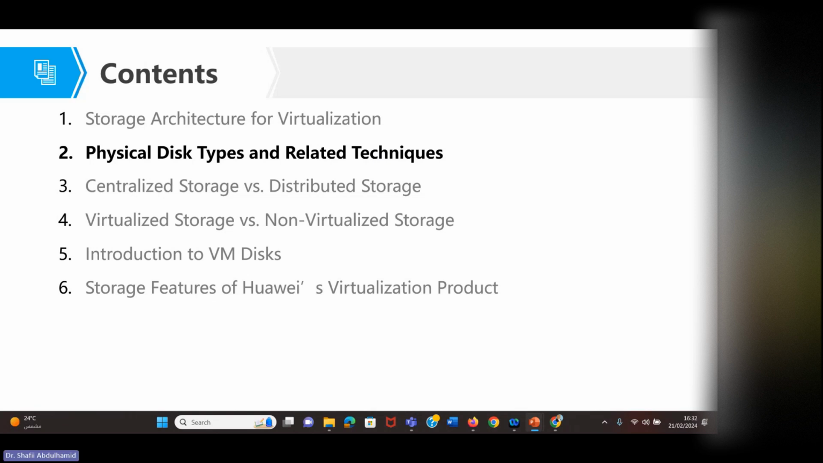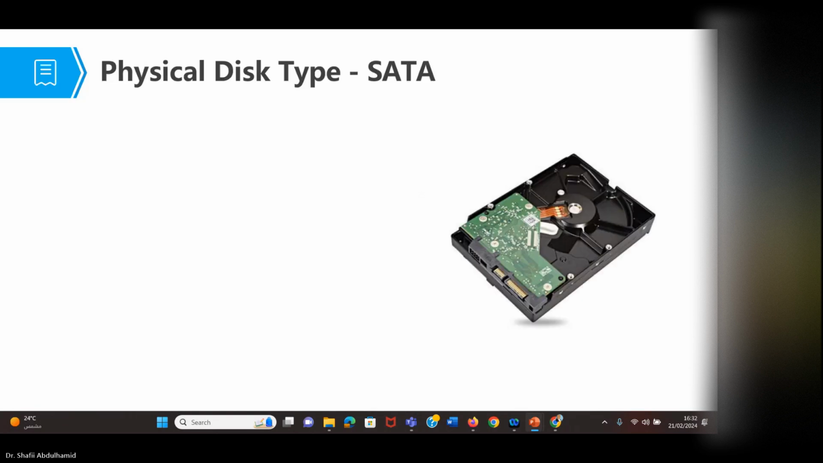So for the physical disk types and related techniques, we have different types of disks actually. I want to believe you are familiar with the SATA disk. The SATA disk is the normal hard drive, and it's connected using what we call the SATA cable. You will see it's a double cable, and you connect it to the power supply. The cable is a bit wide. So this is the SATA disk basically. This is one of the disk types.